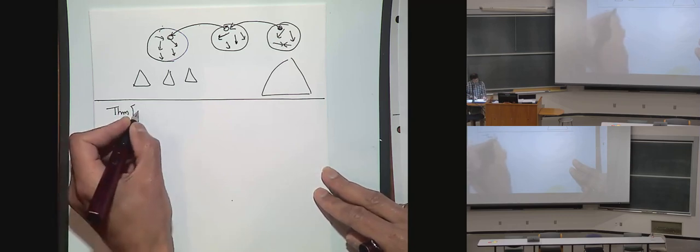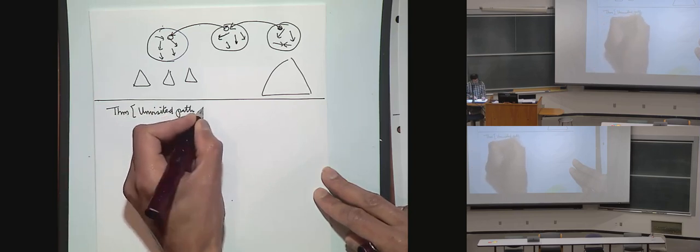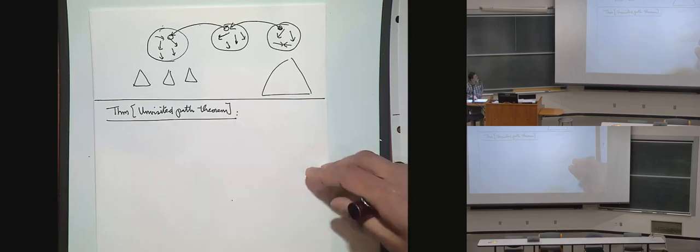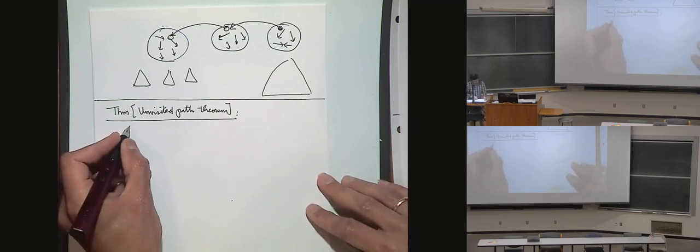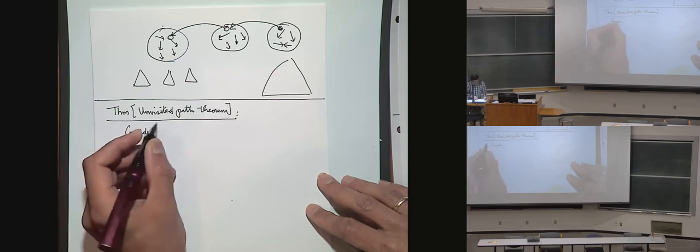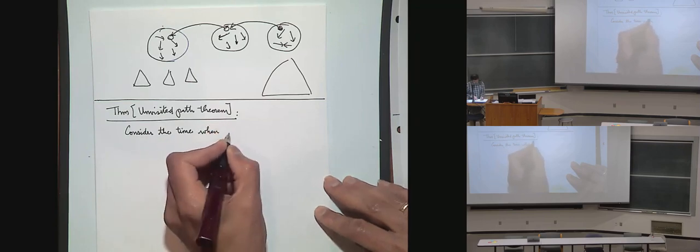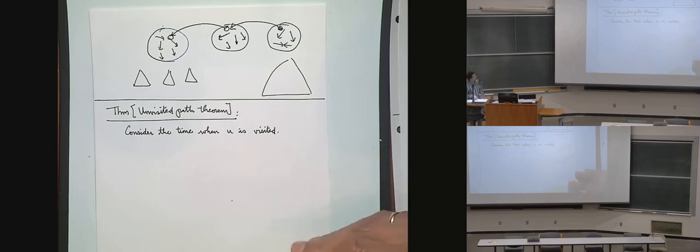The theorem that I'm first going to give is something called the unvisited path theorem. So what does the unvisited path theorem say? It says, consider the time when U is visited. As you're running DFS, there's some U and it gets visited at some point. So let's look at what happens at that time.